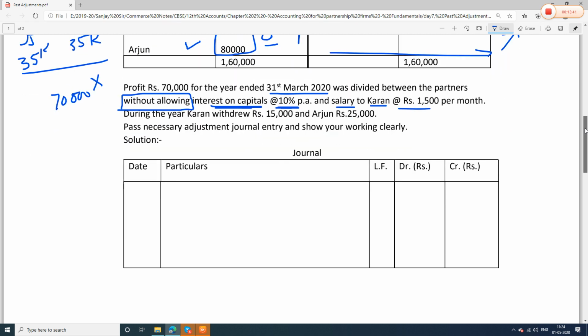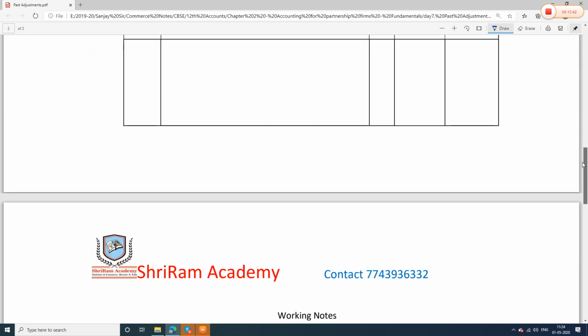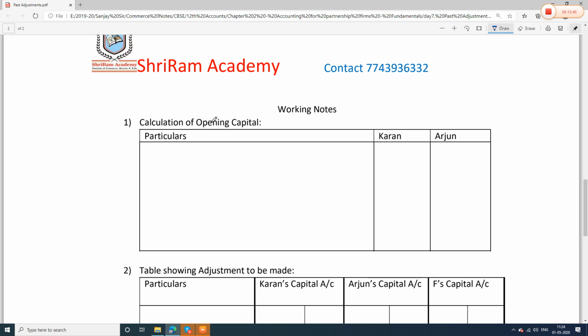For your reference, I have already made the format. See here, calculation of opening capital. How will we calculate their opening capital? Look beta, try to understand. This is our 1 year, 31st March 2020. Karan and Arjun. Karan's capital on this date is 80,000 and Arjun's capital is also 80,000. Right.